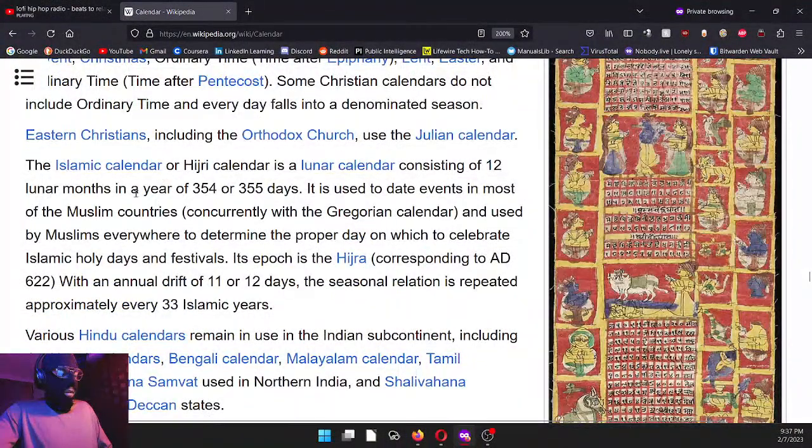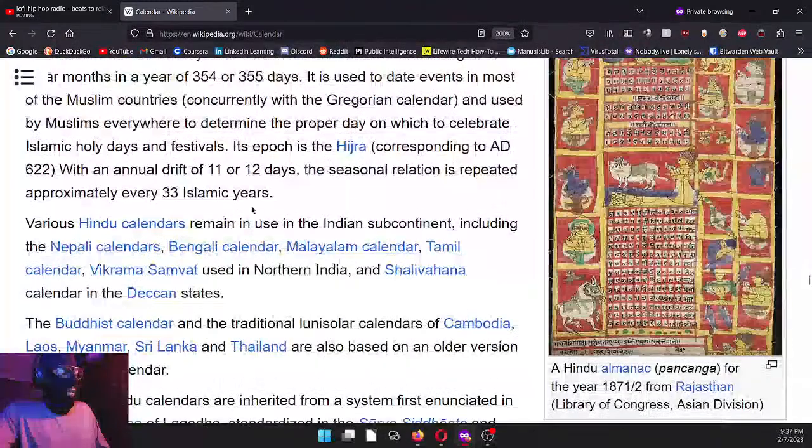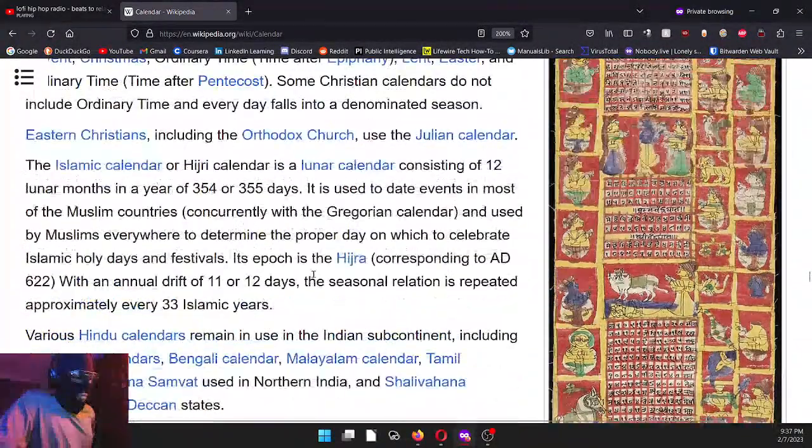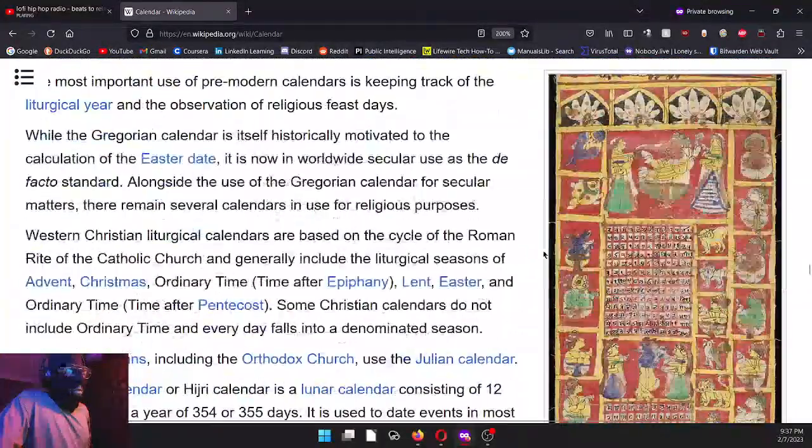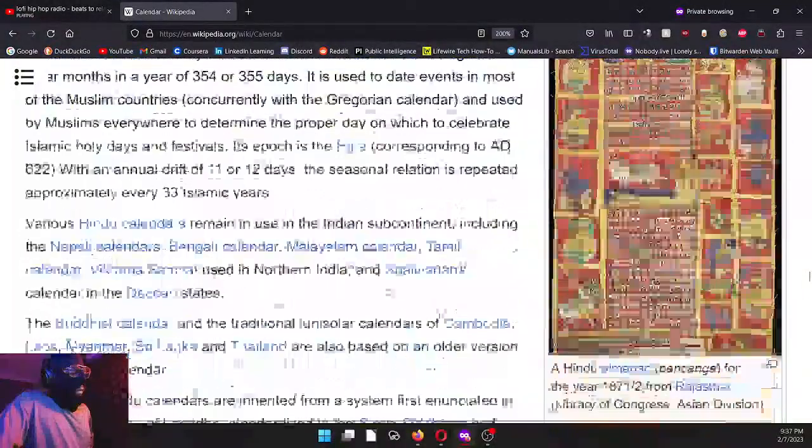The Islamic calendar, the Hijri calendar, is a lunar calendar consisting of 12 lunar months in a year of 354 or 355 days. The seasonal relation is repeated approximately every 33 Islamic years. I'm referring to the variation things. Yeah, because I'm reading through this and I'm still sort of understanding. So, but not all of this.